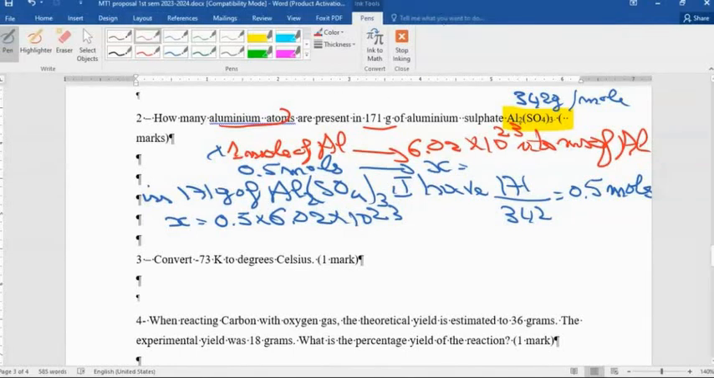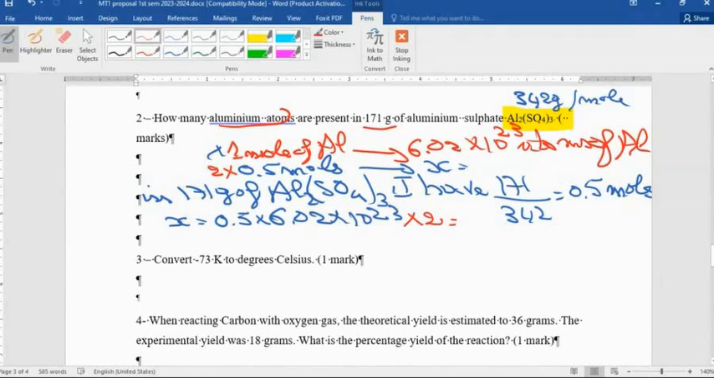how many aluminum do I have? In 1 mole of aluminum sulfate, I have 2 moles of aluminum. So, in 0.5 moles of aluminum sulfate, I will have 0.5 multiplied by 2, and here it will be multiplied by 2 atoms. If you ask me, for example, how many atoms of sulfur, it will be 0.5 multiplied by 6.02 × 10^23 multiplied by 3. Why? Because I have 3 moles of sulfur.